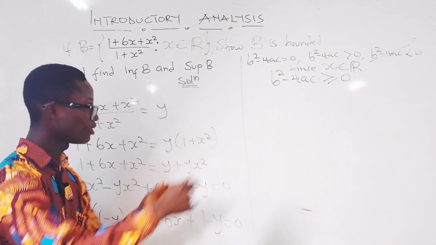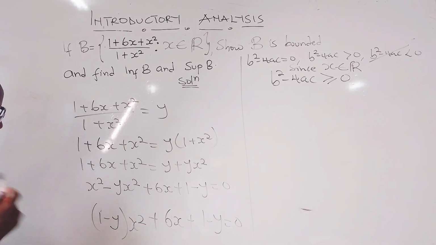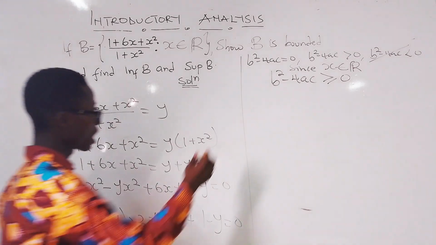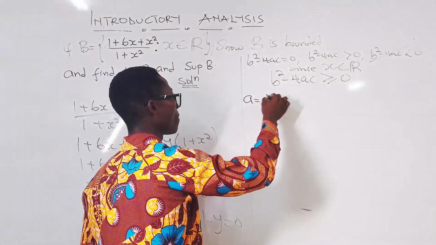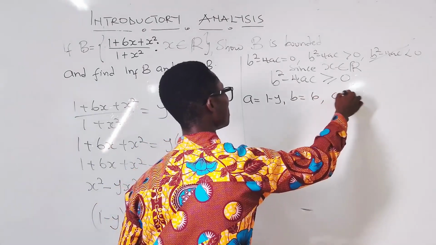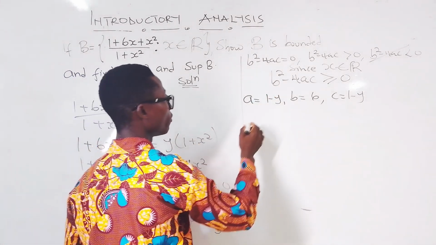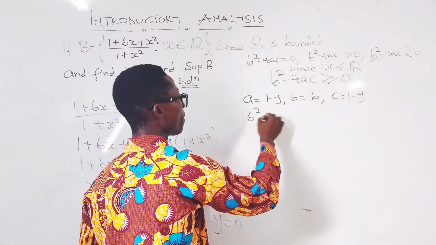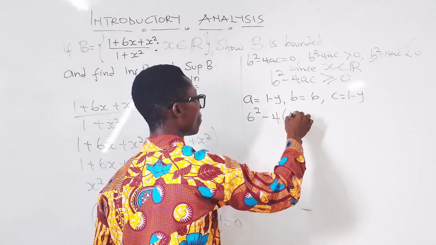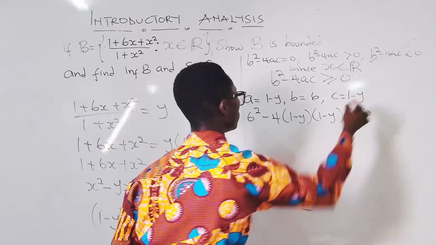Now let's see how we are going to solve this one. Looking at this equation, when you compare this one to our quadratic equation, you can see that our a is equal to 1 - y, our b is equal to 6, and our c is equal to 1 - y. Now let's do a substitution. I'm going to have b², which is 6², minus 4 times a, (1 - y), times c, (1 - y), should be greater than or equal to 0.